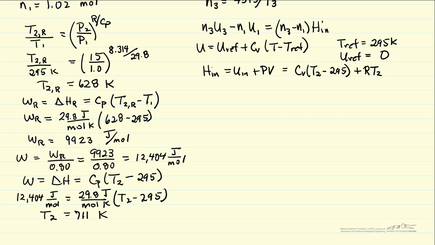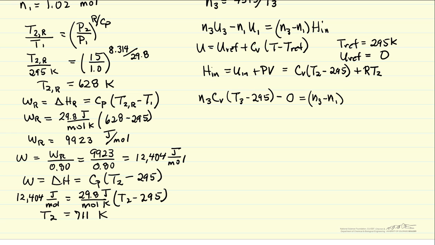So let me go back and substitute into this energy balance. We have N3 times the constant volume heat capacity times temperature 3, the final temperature in the tank, minus our reference temperature. And now U1, because of our choice of reference, since we're at 295, this is 0. And then the right side of the equation, N3 minus N1, that's the number of moles that we've added to the tank, and I'm going to substitute in for H with this.